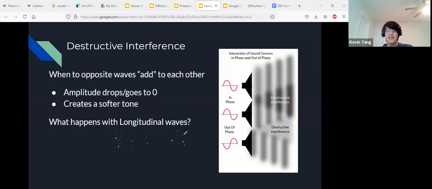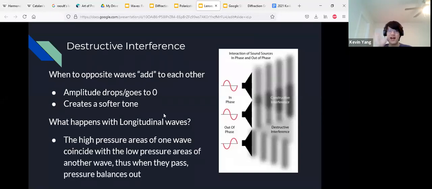What would happen is that since the high points are lining up with the low points of the other wave, everything is just going to return to normal. The high pressure areas are going to match up with the low pressure areas of another wave, and then that pressure is going to return to normal. So all the pressure is entirely going to balance out. And you can see a visualization of this on the picture, right?